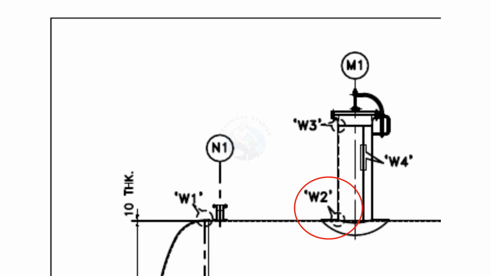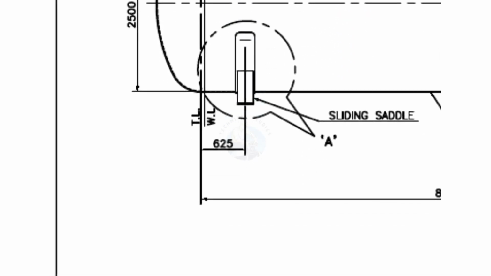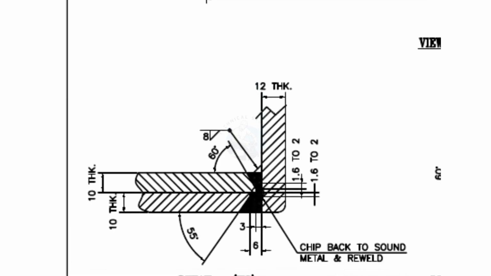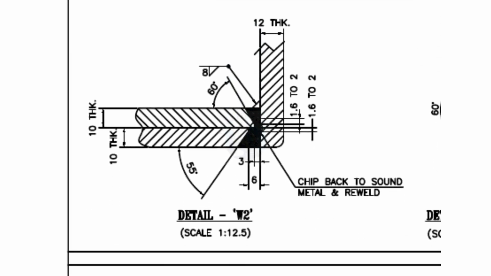W2. Stub-in type joint. 60-degree bevel. Little confusing. Here the included angle is 30 degrees. Here the included angle is 35 degrees.